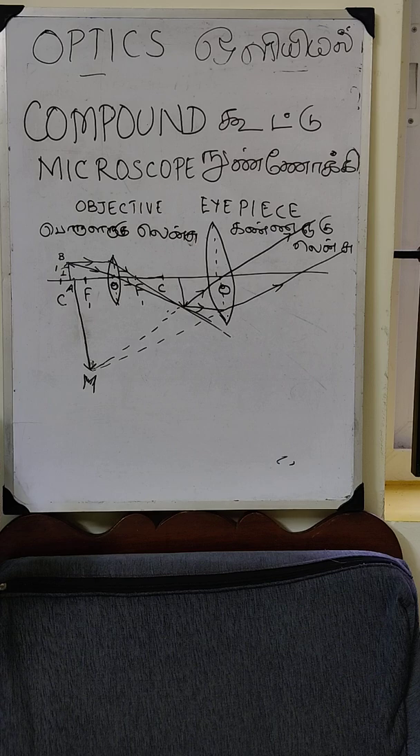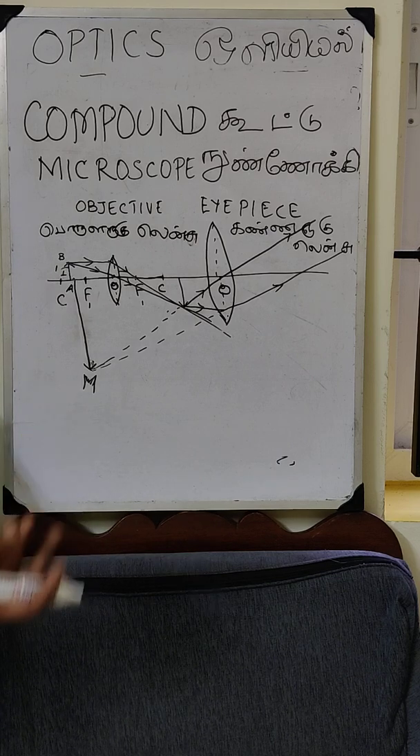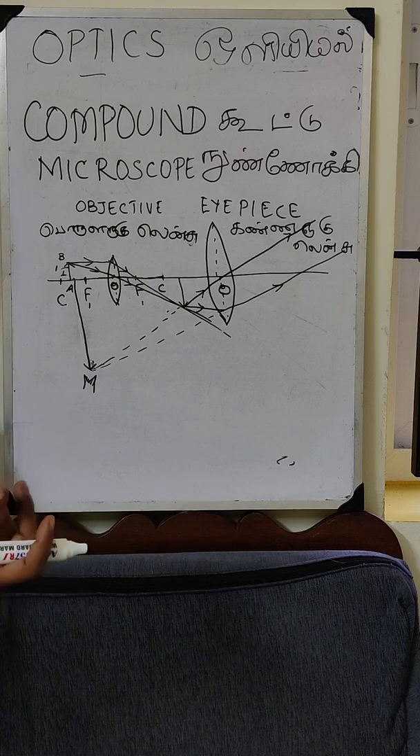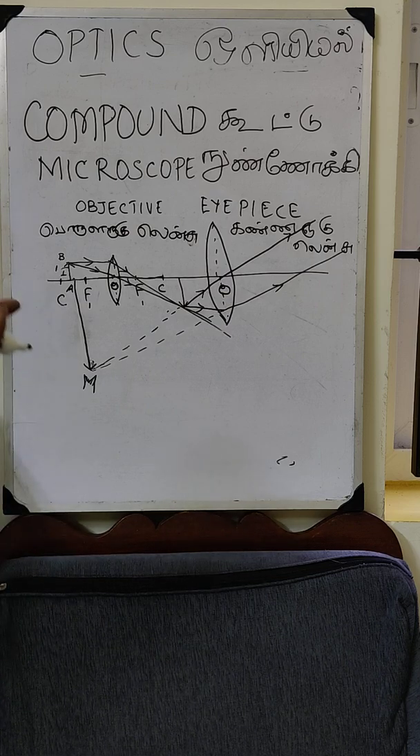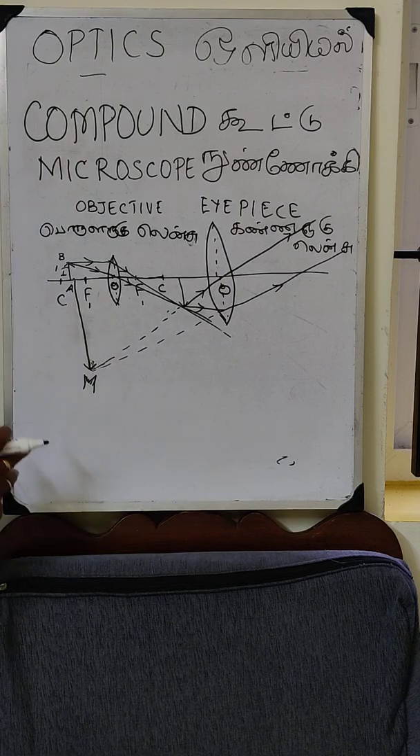Where is this compound microscope used? If you go to a laboratory to test the blood, there you would have seen an instrument with slides. The slides are kept in an instrument and they will be magnified and seen. That is called a compound microscope.